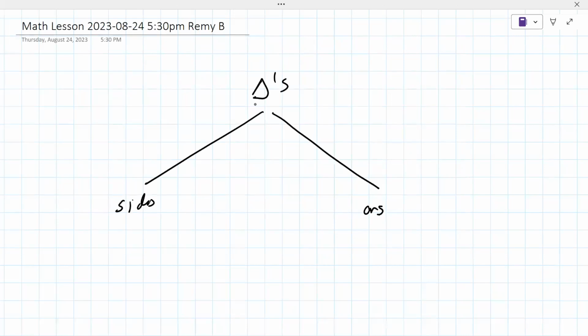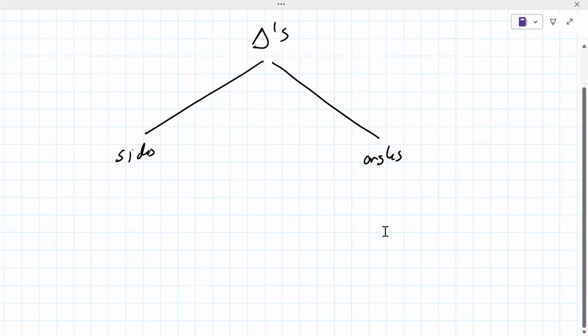Or by angles. It's hard for me not to draw analogies to real life, like dating, but we all look at things certain ways. You either look at a triangle by its sides or by its angles. There is a little bit of overlap.